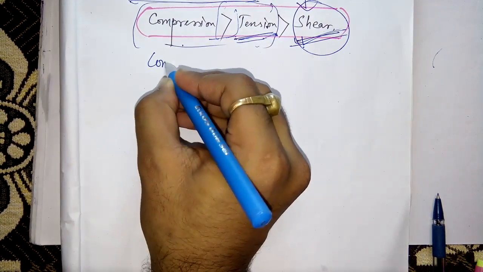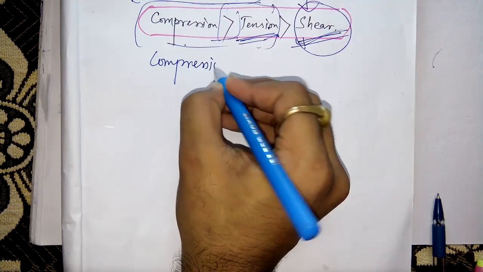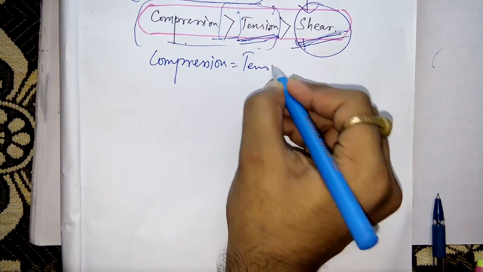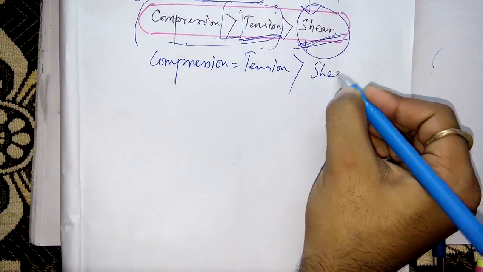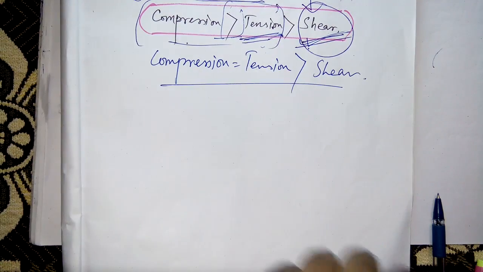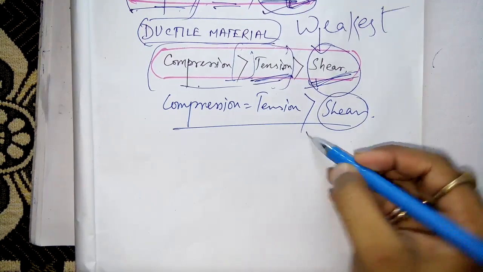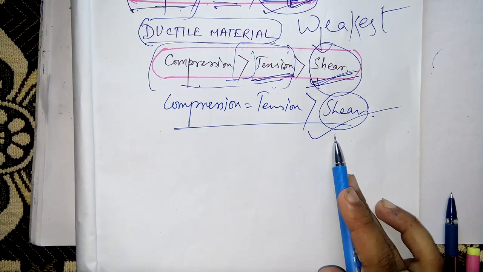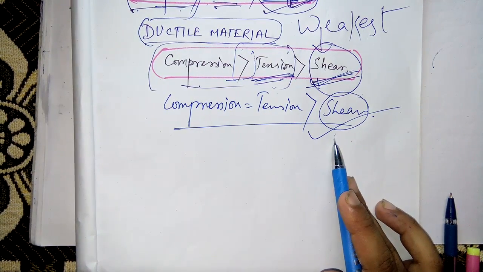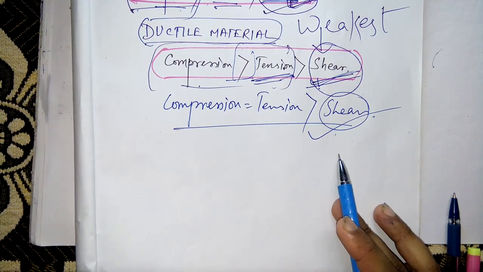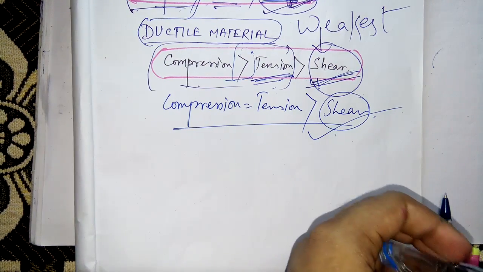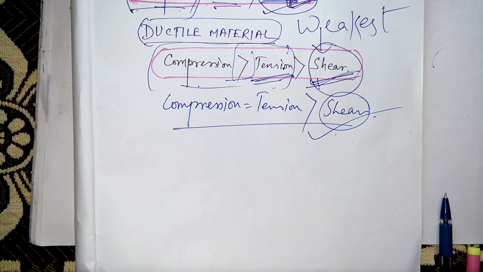You can also say that for ductile materials, compression equals tension greater than shear, because in many books you will find that this is true: ductile materials are weakest in shear. This you can tell from your common sense also. You think about any ductile material, you can feel from your intuition that the ductile material has the most chance of failure under shear.